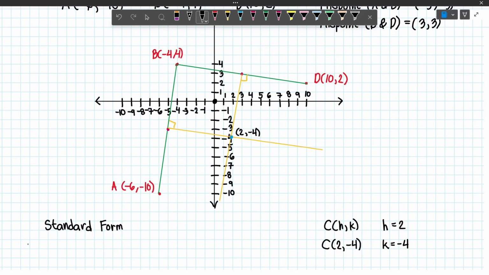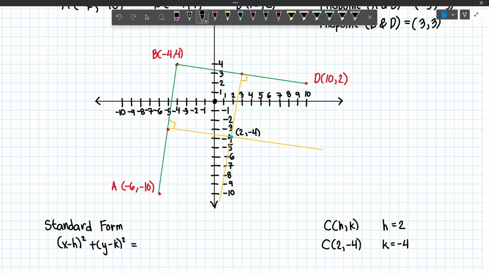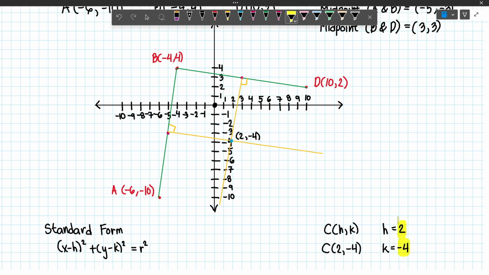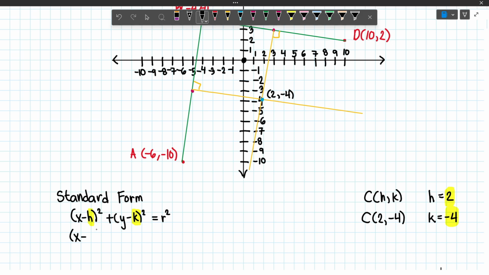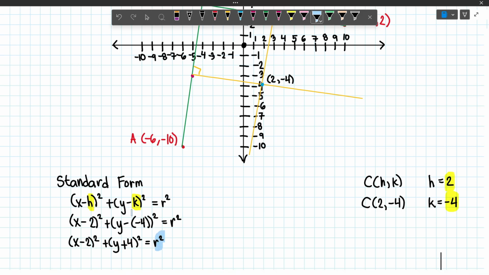Now, the standard form of the equation of a circle is x minus h squared plus y minus k squared equals r squared. Plugging these values into our standard form, we get x minus, our h is 2, squared plus y minus, our k is -4, squared equals r squared. And so we get x minus 2 squared plus y plus 4 squared equals r squared.